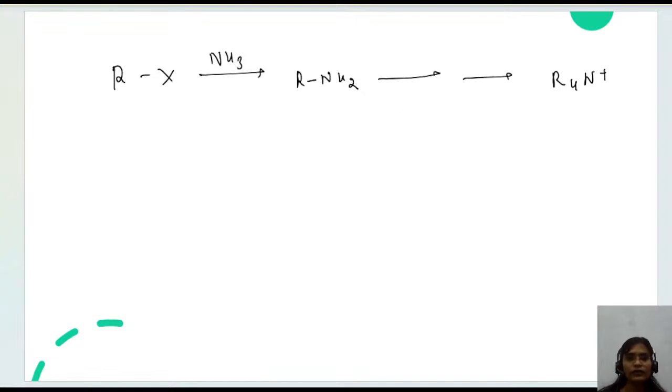So let's start with today's class. In today's class we are going to move further in the preparation part, that means we will continue with the preparation only. The first topic of the class is the preparation of amines from the reduction of nitriles.